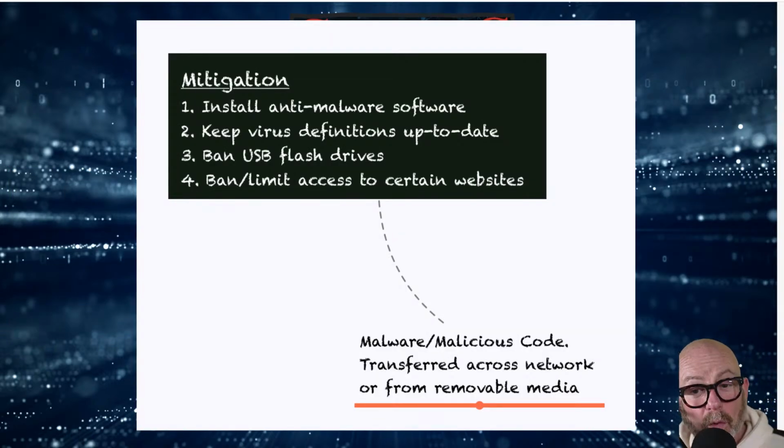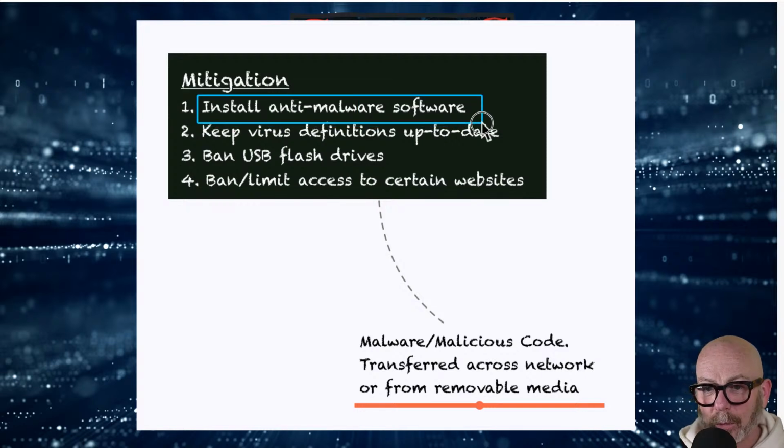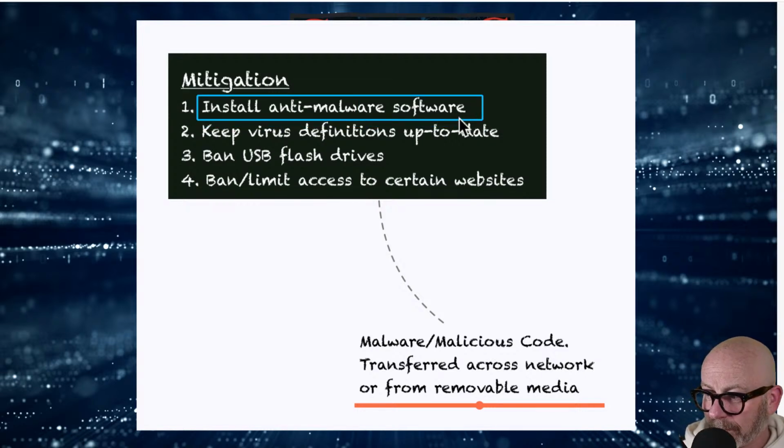For all of these that we've just discussed, and that is worms, ransomware, adware, and viruses, the mitigation, the way that you can prevent it or limit the damage, is to install anti-malware software. Examples you'll have come across, things like Norton, McAfee, so on. There are loads of examples of anti-malware software out there.